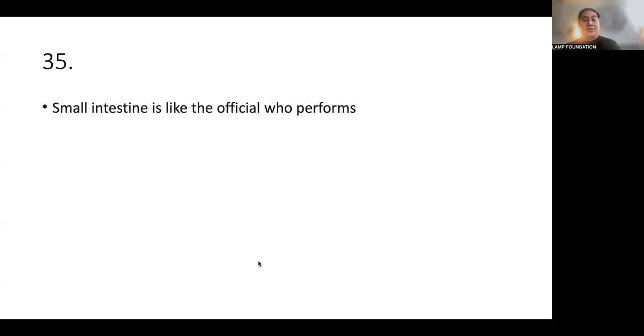Small intestine is like the official who performs what? Performs reception, it creates change of physical substance. Pathological changes of small intestine: the dysfunction in separating, dysuria, loose stools, diarrhea, abdominal pain, abdominal distension.